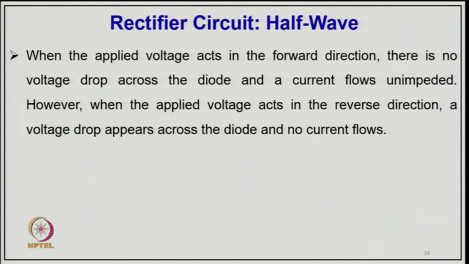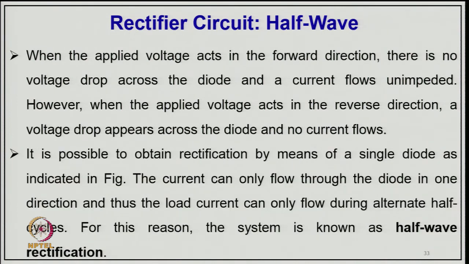When the applied voltage acts in the forward direction, there is no voltage drop across the diode and the current flows unimpeded. However, when the applied voltage acts in the reverse direction, a voltage drop appears across the diode and no current flows through it. It is possible to obtain rectification by means of a single diode, as indicated in the figure, and the current can only flow through the diode in one direction, and thus the load current can only flow during the alternate half cycle.